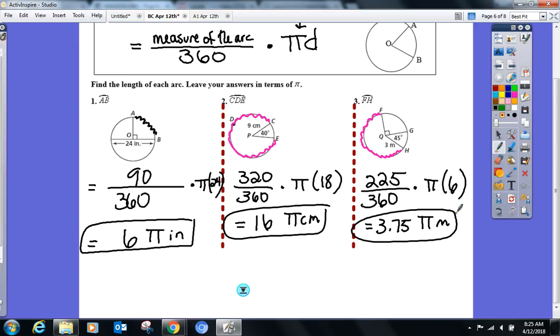Okay, before I do this last honors type one, is everyone all right? The difference between the measure of an arc and the length of an arc. Measure is in what type of units? Degrees. Length could be inches, centimeters, meters. All right, that's how long it is.